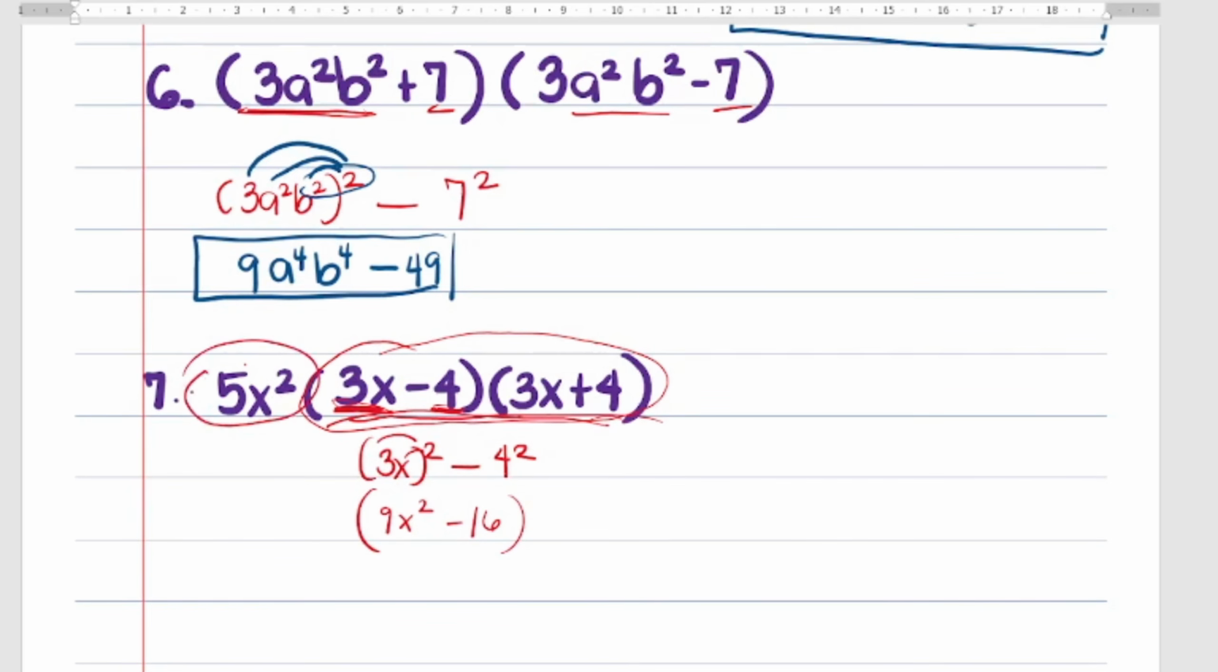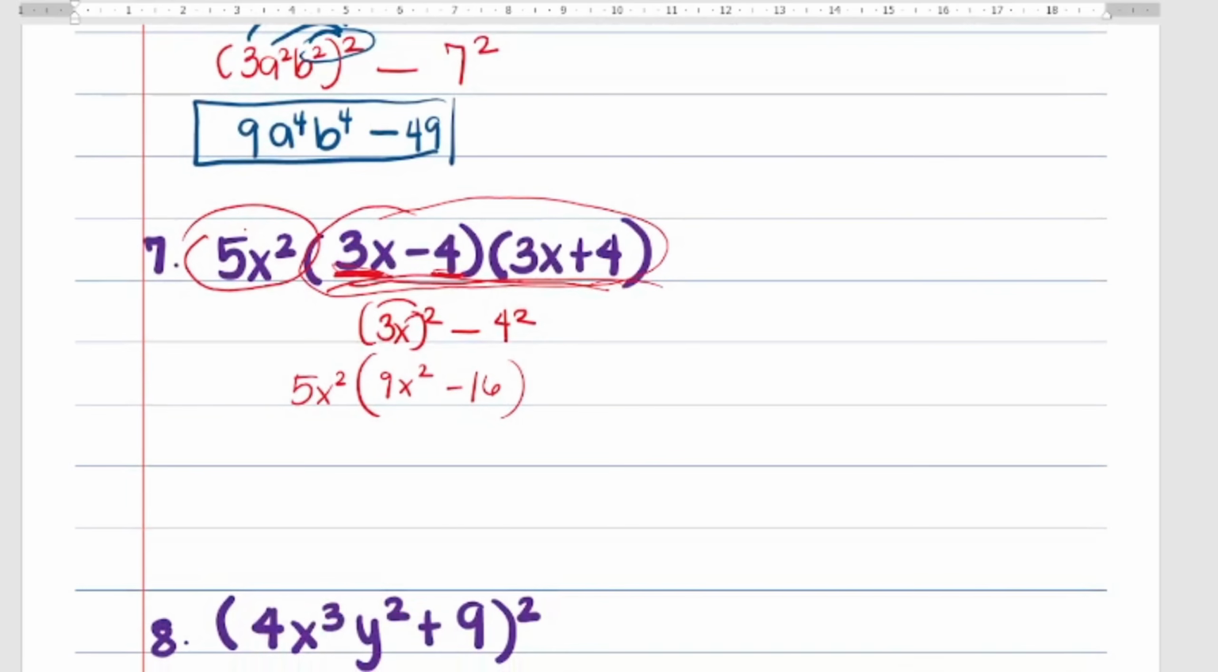Then there is the 5x squared. Please do not forget 5x squared. We are not yet done. Our last step here is to distribute 5x squared to our expression inside the parenthesis. So 5x squared times 9x squared, we will just multiply it. Then 5x squared times negative 16.